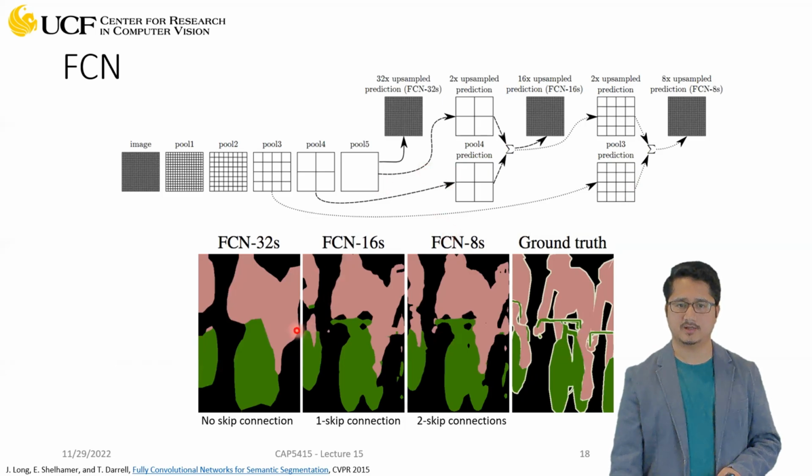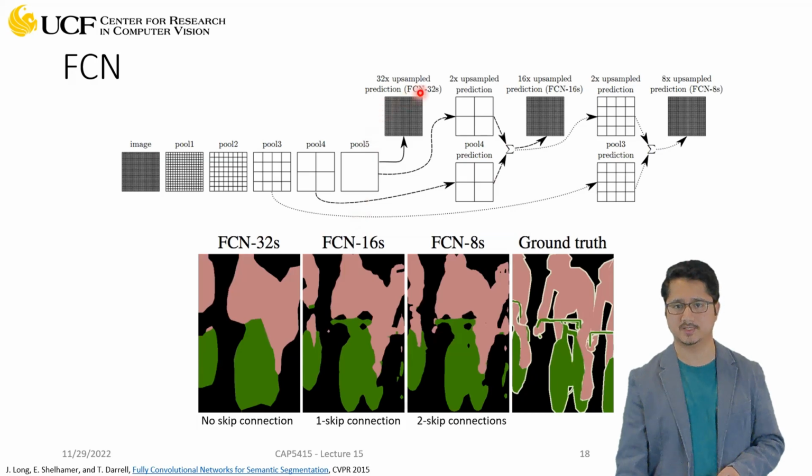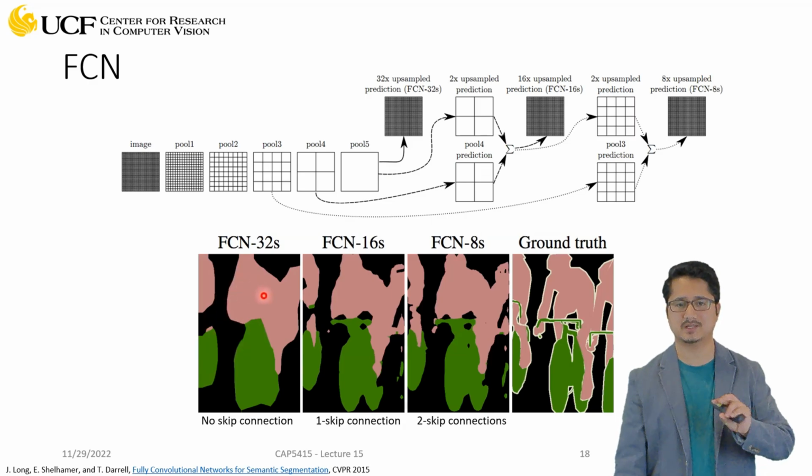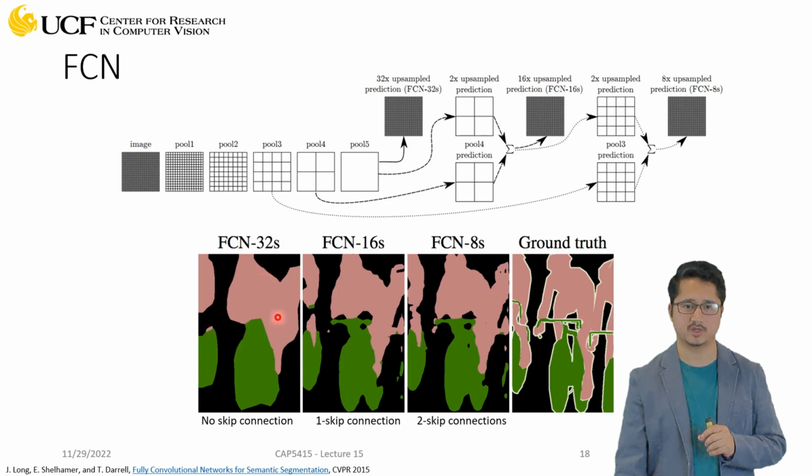Now, let's quickly look at some of the visualizations for the results you can get from these kinds of predictions. Since this is a very crude prediction, we didn't have any spatial information here in pool 5. So this is the result which we have. You can see that you don't have any fine boundaries at all, but you just have a rough estimation of, okay, this is a person and this is a cycle.